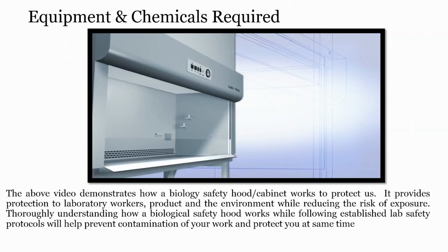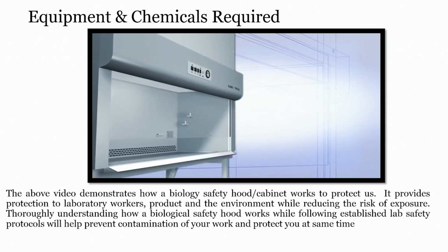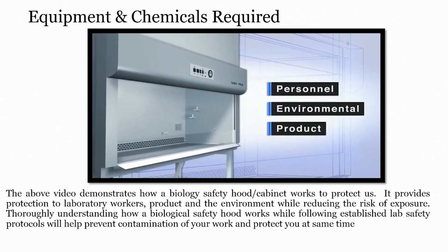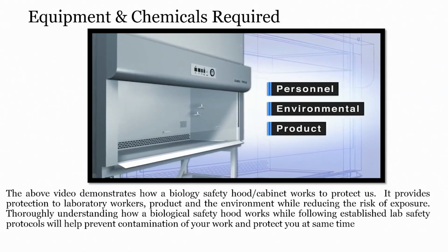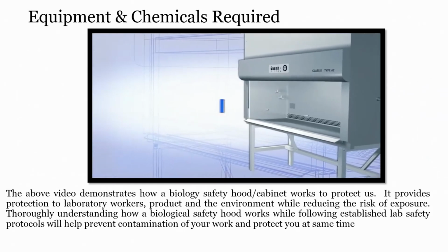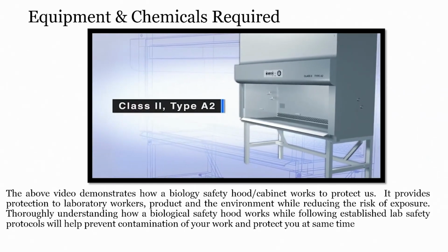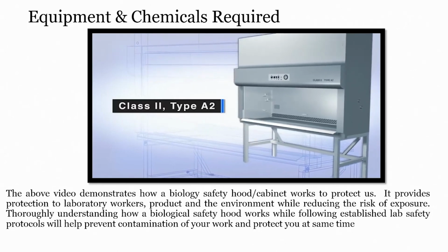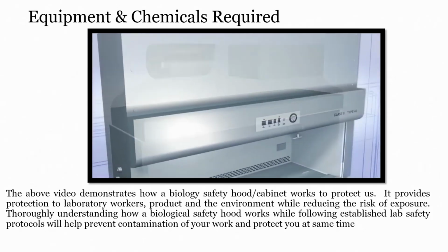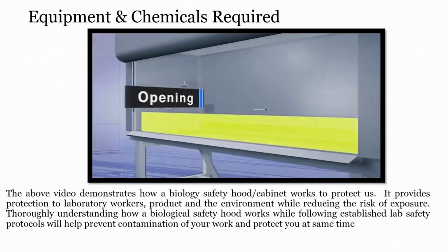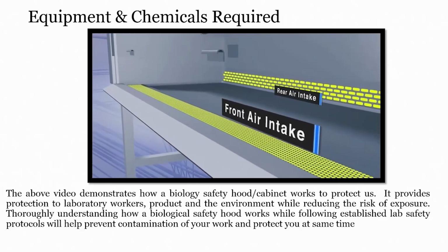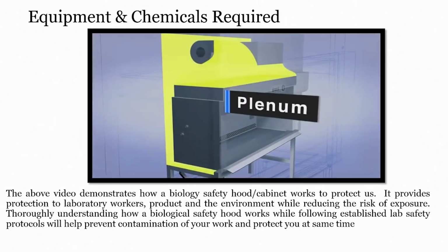When used correctly, a properly installed and certified biological safety cabinet provides personnel, environmental, and product protection for work with biological materials, including infectious agents and recombinant DNA. This video depicts a freestanding Class II Type A2 biological safety cabinet, or BSC. It includes HEPA filters for exhaust and supply air, the work surface, the opening to the work surface, the airfoil, front and rear air intake grills, the plenum.